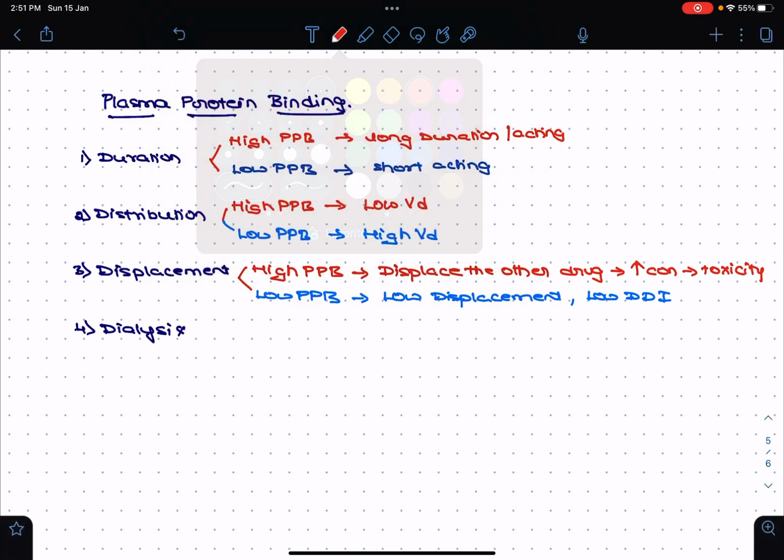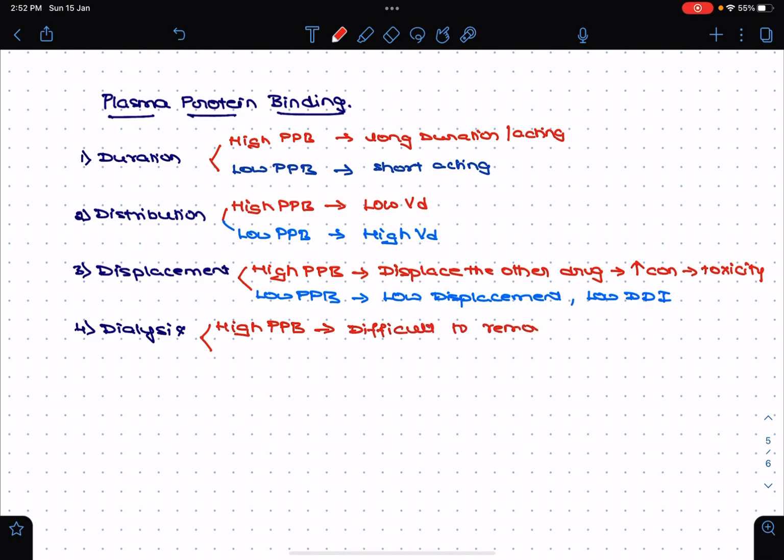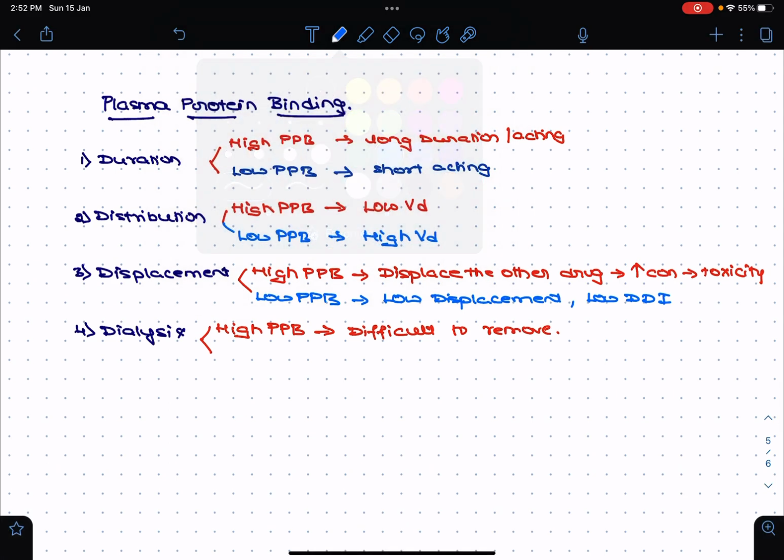So what happens with respect to the dialysis? Those drugs which have high plasma protein binding capacity are very difficult to remove, whereas those drugs which have low plasma protein binding capacity are easy to remove by dialysis. So this is a very basic thing you should remember.